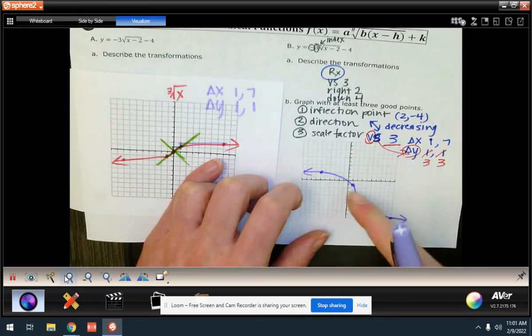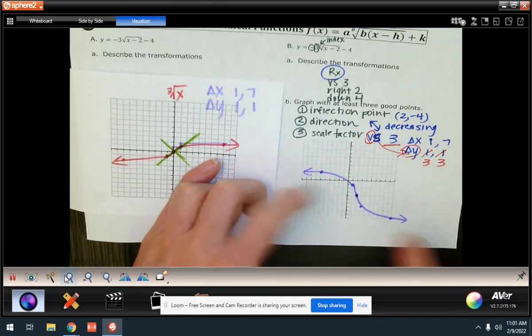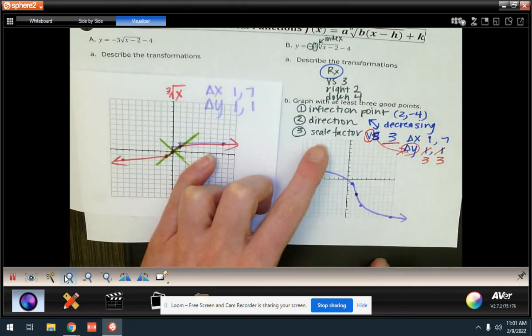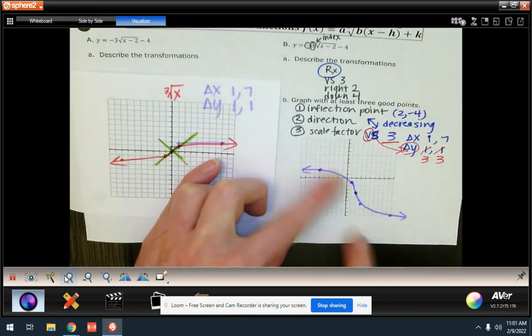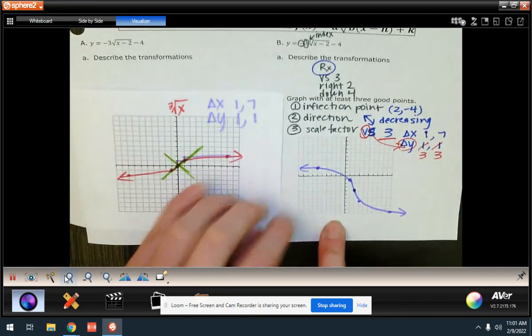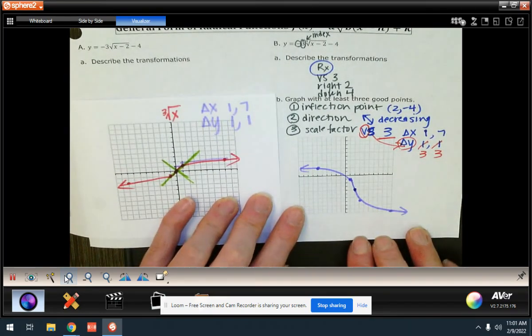Now treat it like an upside down square root connected at the inflection point. So that's what your vertically stretched cube root function looks like. He's tall, so he looks kind of weird. It's vertically stretched, he's taller. Our change in y's are now 3.